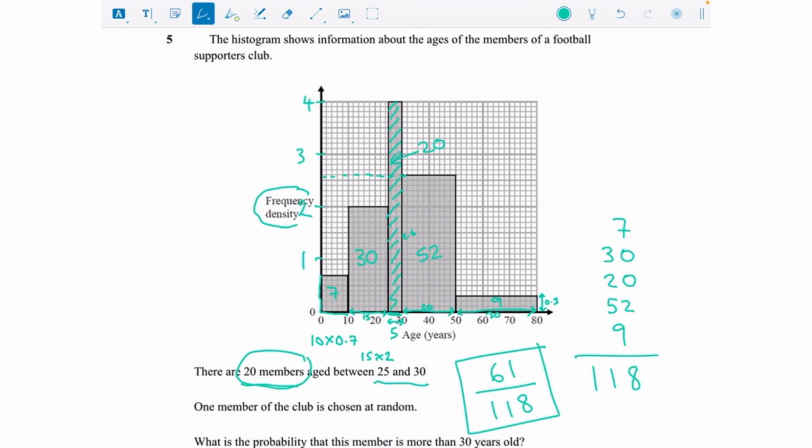Sometimes you have to draw them. I'll do a video on that as well. But hopefully that's a really nice introduction of how we do histograms and how the area of the bar represents how many people are in that category.